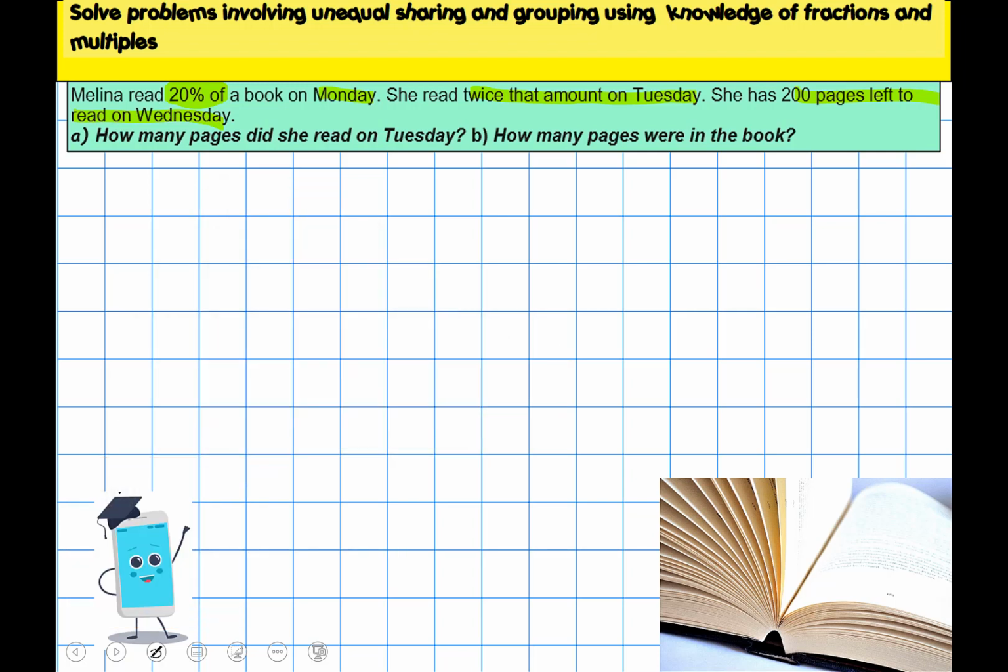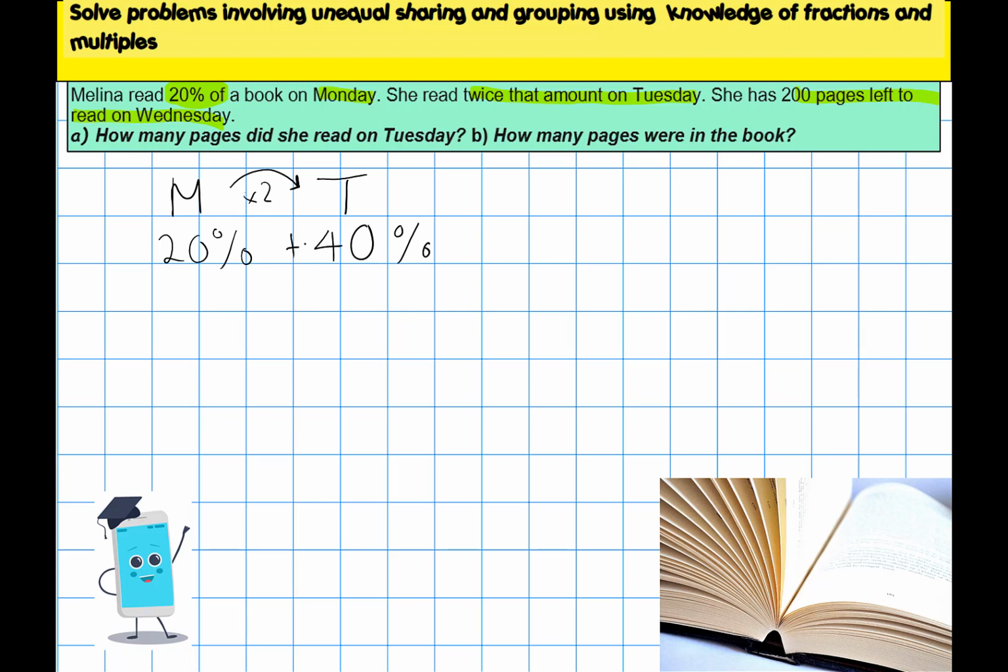Okay, always best to break these things down step by step. So on Monday, Melina read 20%. On Tuesday, she read twice that amount. So what is twice of 20%? Well, it's 40%. So I could add these.